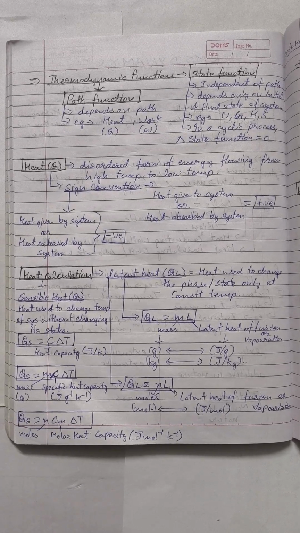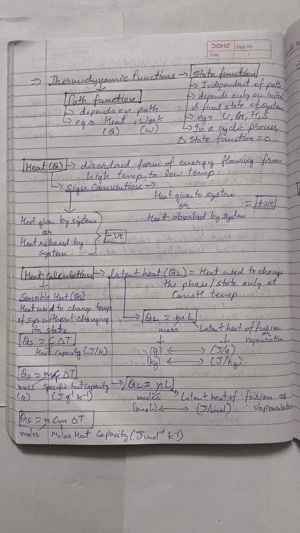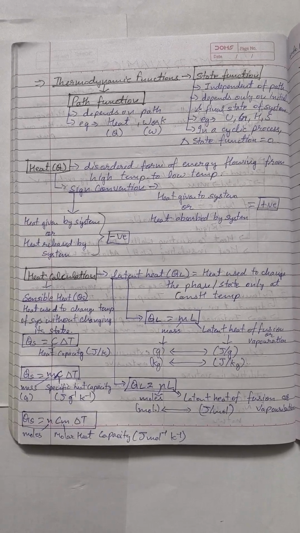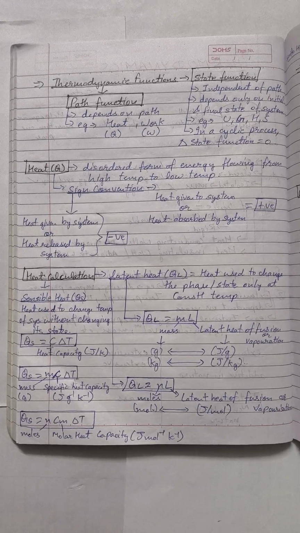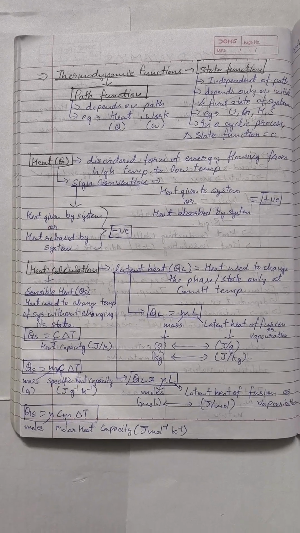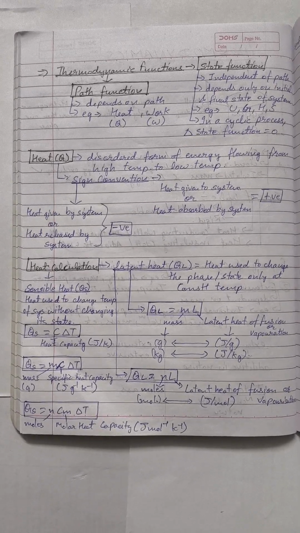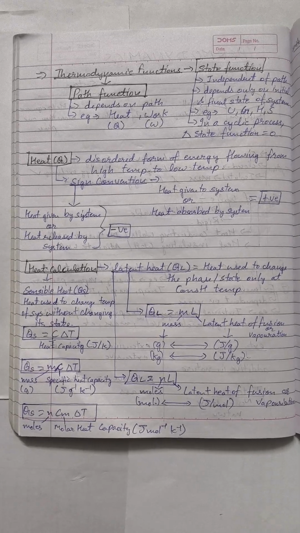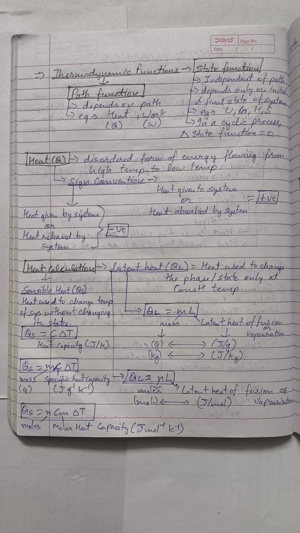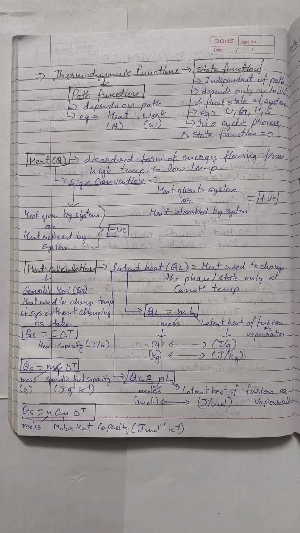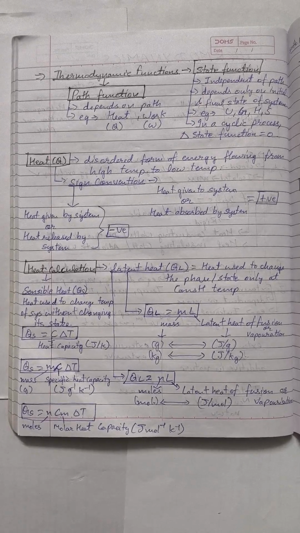Now moving towards path function. Path functions are those functions which depend on path taken. It includes heat and work. Moving towards heat, which is represented by Q. Heat is disordered form of energy flowing from high temperature to low temperature.